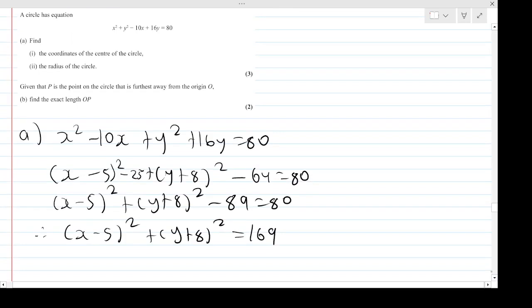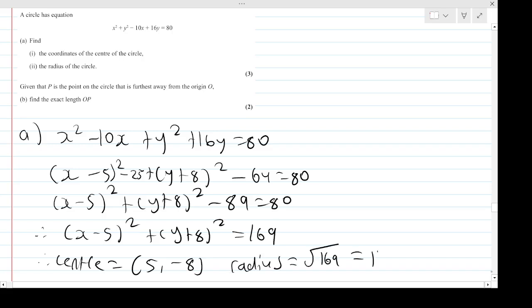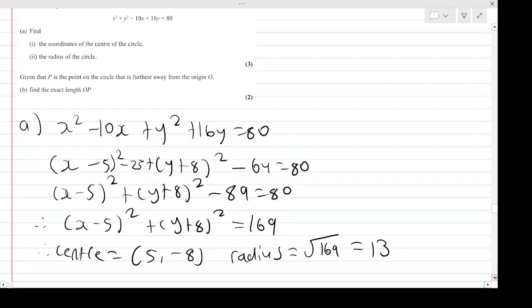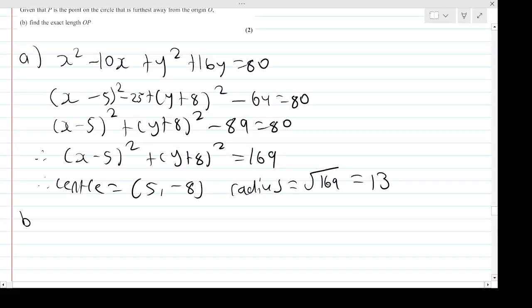Okay, well therefore I can deduce that the centre, again, if it's minus 5 there, it's going to be plus 5, and if it's plus 8 here, it's going to be minus 8. Okay, cool. And so the radius then, well, radius squared is 169, so it's going to be root 169, and that actually turns out to be 13. Cool. Then let's have a look at part B.